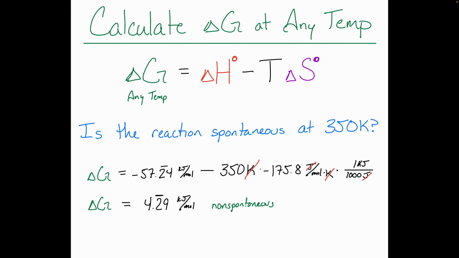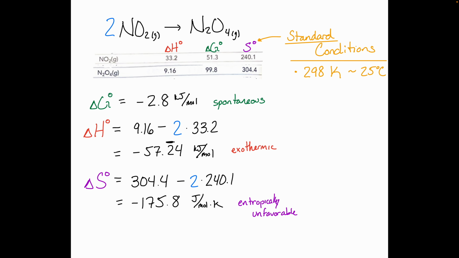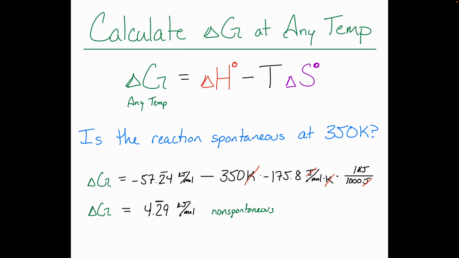All right, so we showed that for a reaction that was exothermic but entropically unfavorable, we could find a temperature high enough where that reaction is no longer going to be spontaneous. This reaction was spontaneous at room temperature according to that standard free energy value. But when I crank up my temperature to 350 Kelvin, about 70 degrees Celsius, all of a sudden the reaction no longer occurs spontaneously.